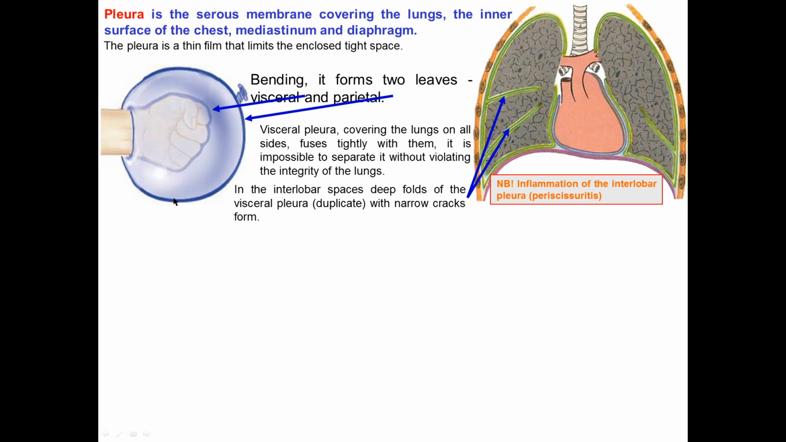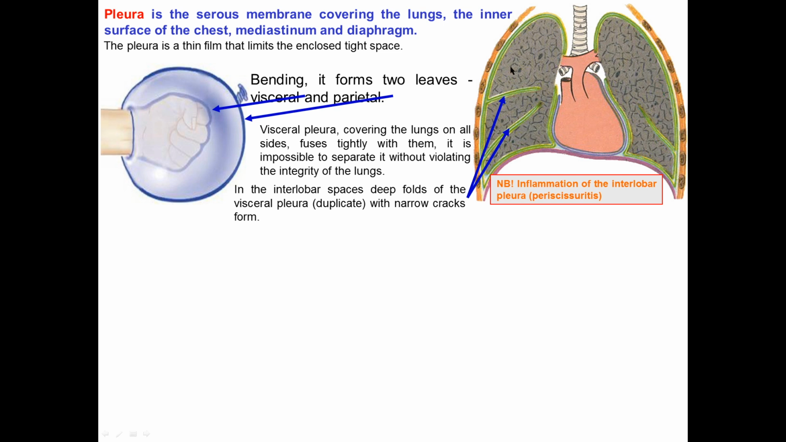The pleural course can be well visualized if you immerse your hand in a bowl. The part which fits snugly around the hand is the visceral pleura; at the root it goes over to the parietal pleura, and between them you see a space, the pleural space.